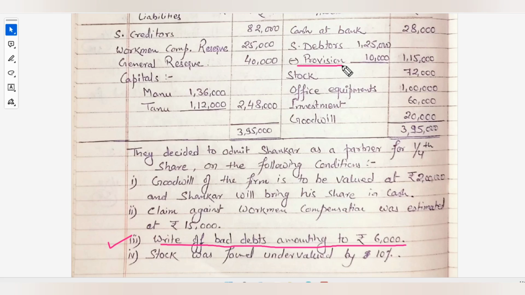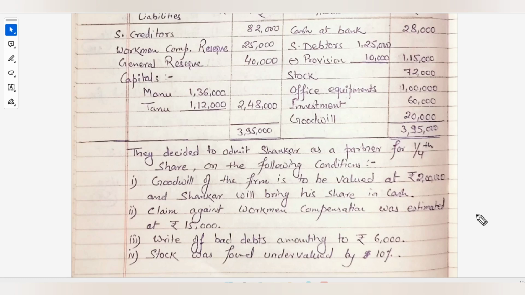So out of rupees 6,000, that is the actual amount of bad debts, first we need to write off this amount by using the amount of existing provision. The amount of bad debts is only rupees 6,000 and available provision is 10,000. So we can easily write off all the amount of bad debts through this provision only. So again, there is no need to transfer any amount additionally to the debit side of the revaluation account.